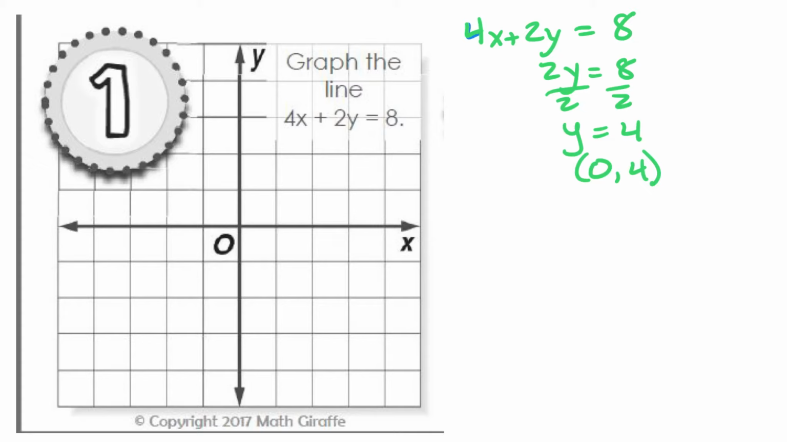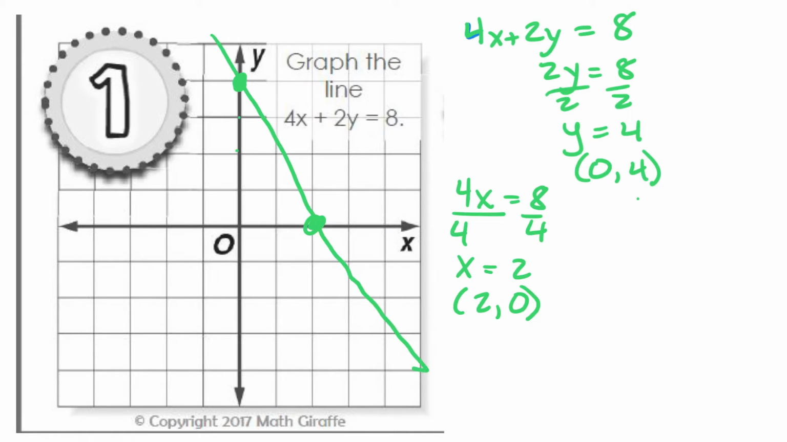So now I need to cover up again, but this time I'm covering up my y term. So I'm left with 4x is equal to 8. Divide each side by 4. I get x is equal to 2. So my x-intercept is at 2, 0. Now I just plot those points. So I'm going to plot 0, 4, and I'm going to plot 2, 0, and then I just draw my line between them.